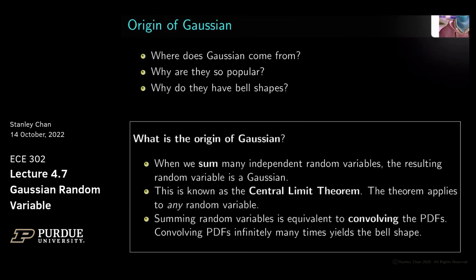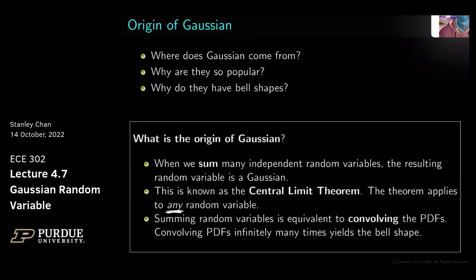Okay, but what does it physically come from? It physically comes from the sum of many independent random variables, and the result is a Gaussian. So the sum. That's known as the central limit theorem. The theorem applies to any random variable. That's why it's so useful. So any random variable.